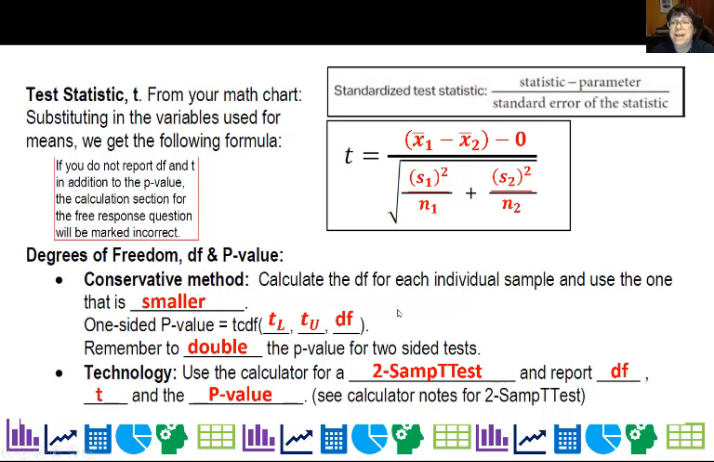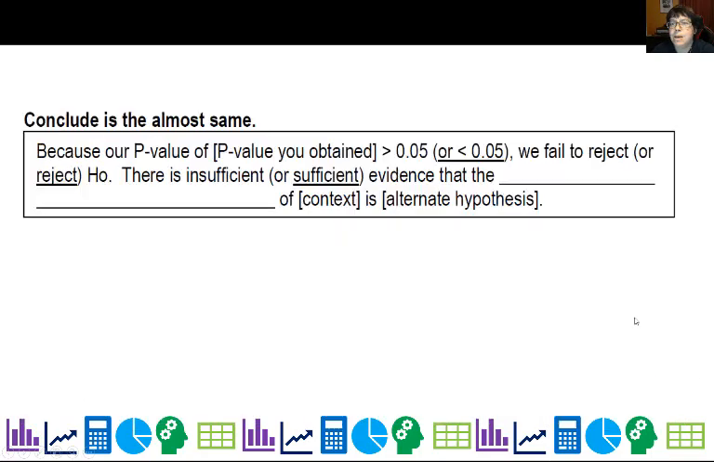If you do not, this section, it's usually a step called calculation, will be marked incorrect. And that will be like a whole point off of your question if you leave any of these out. So you can have all this beautifully done and leave off degrees of freedom, and this section is marked incorrect. All right. Conclude is almost the same.